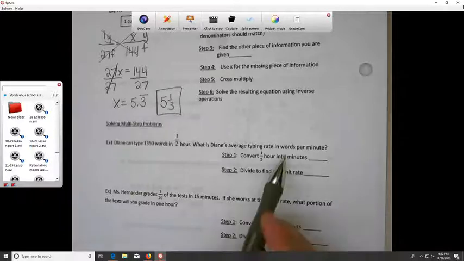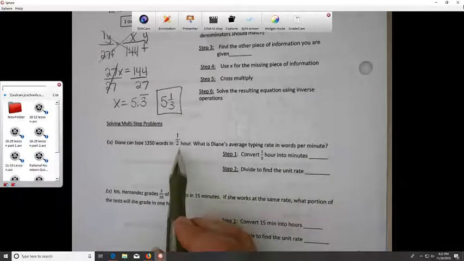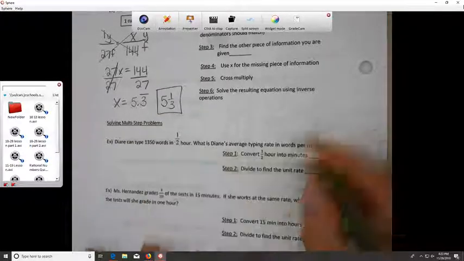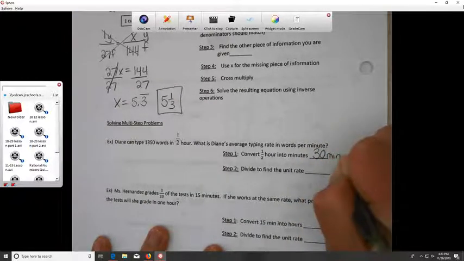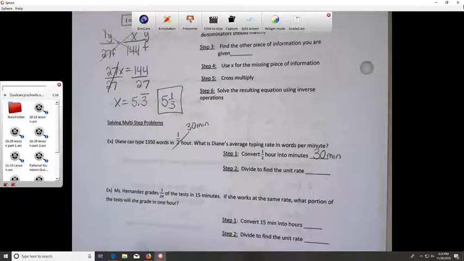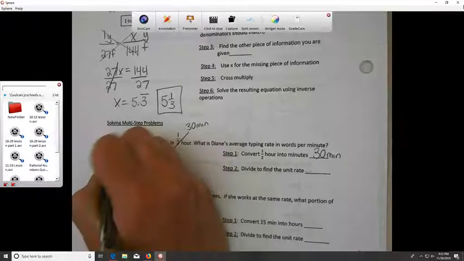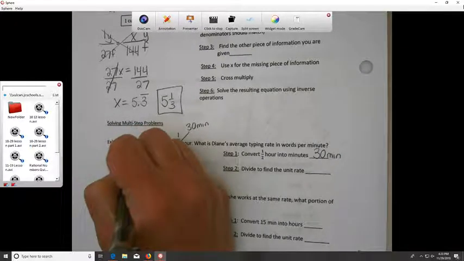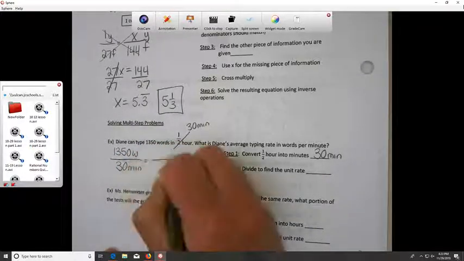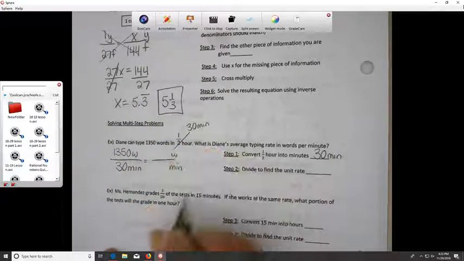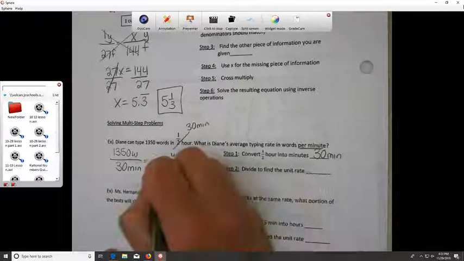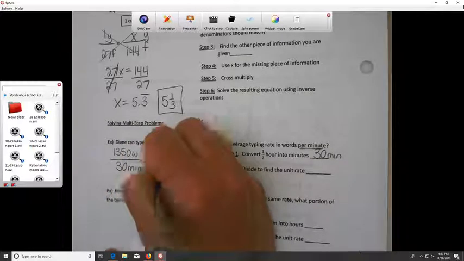So because we want words per minute, my first step is going to be to change this half hour into minutes. So I know that a half an hour is 30 minutes. So I'm going to change this half hour to 30 minutes. And now I can go ahead and set up a proportion. So it's 1,350 words in 30 minutes. So we're going to line up words with words, minutes with minutes. What is Diane's average typing rate in words per minute? So for 1 minute. So put a 1 for minutes and an X for the words.